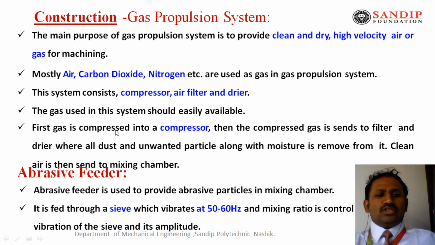First, gas is compressed in a compressor, then the compressed gas is sent to the filter and dryer, where all dust and unwanted particles along with moisture are removed from it. That's why the filter's function is to remove the impurities and also moisture, and clean air is then sent to the mixing chamber.